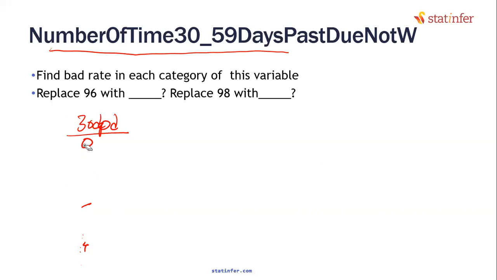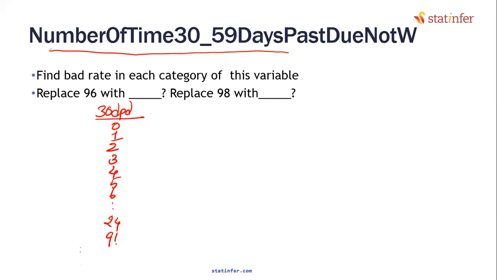Let me write down cleanly here. So 30 DPD, number of times you are late in 24 months. You have never been late, or once, twice, thrice, 4, 5, 6 times and so on. 24 is okay, but 96 happened, 98 happened. Now that is wrong, isn't it? How do you deal with this?